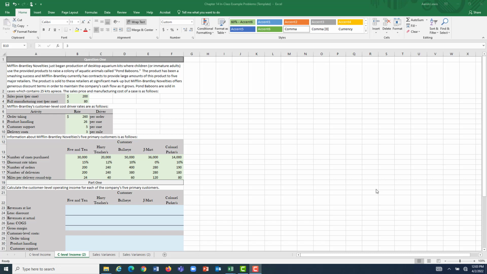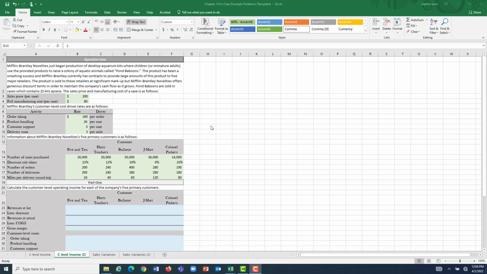And in this example, we are going to be Mifflin Brantley Novelties. We produce desktop aquarium kits for children or immature adults, which we're going to call pond baboons. I'll spoof on sea monkeys here. This product has been a smashing success, and we have contracts to provide large amounts of this product to 5 major retailers, which is given here in the information as 5 and 10, Harry Teachers, Bullseye, J-Mart, and Colonel Parker's.